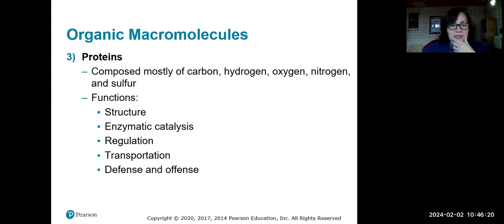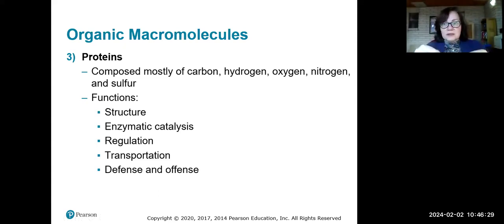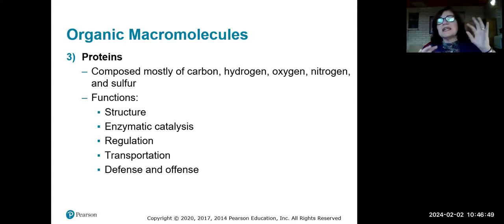That's what enzyme means. Okay, regulation of the cell cycle, for example, transportation, moving things around, moving the cell around in space. And in defense, we have the antibody proteins that help us fight off infections. And offense, there are molecules that are toxins that are used to fight off other microbes, or microbes can fight with each other. Okay, so lots of different functions for proteins.